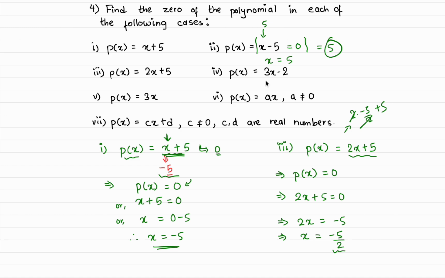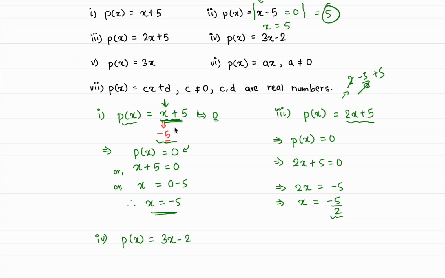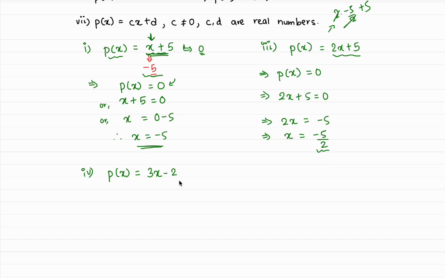So our fourth question is p(x) equals 3x minus 2. I think this is the question. Let's check once more. Yes, 3x minus 2.